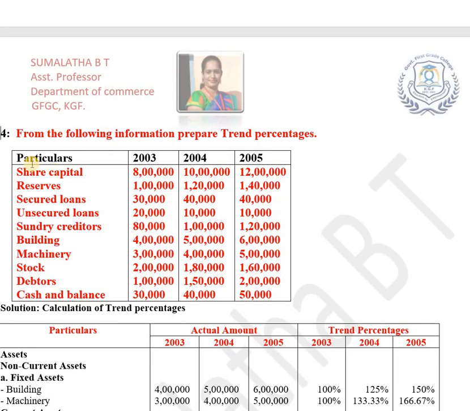See, here is the question given. From the following information, prepare trend percentages. So when you check out the question, here they have given share capital, liabilities and assets. With this, it is very clearly understood that we have to go for preparing the balance sheet, and trend balance sheet percentages have to be calculated. And here, when you check, they have given the 3 years information, 2003, 4 and 5.